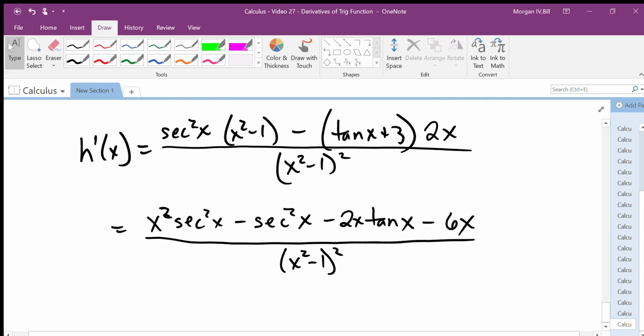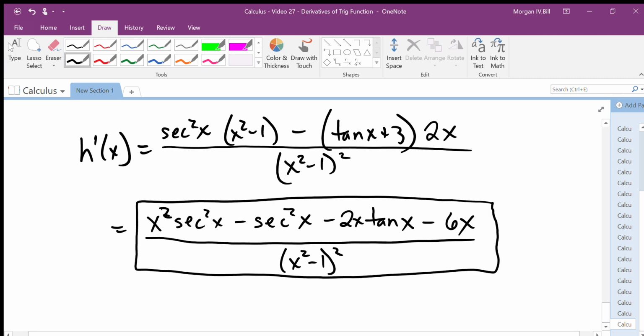Now I'm looking for things I can factor out, and they don't all have an x in them because the secant squared of x term does not have an x. They don't all have secant squared. There's probably nothing we can really do to make this better. So let's just call it a day here as our answer for this particular problem.